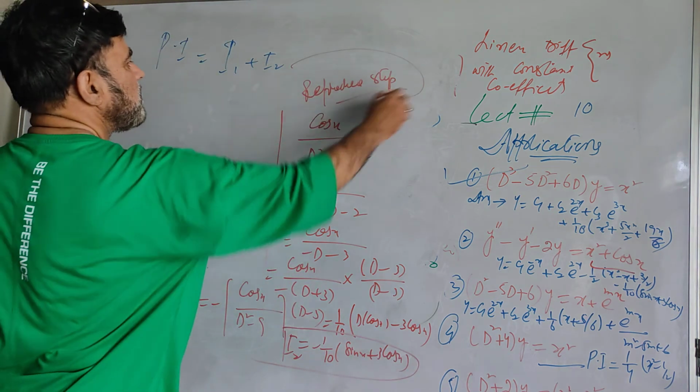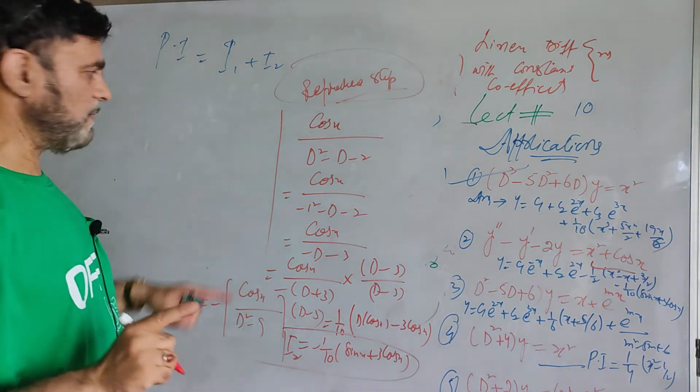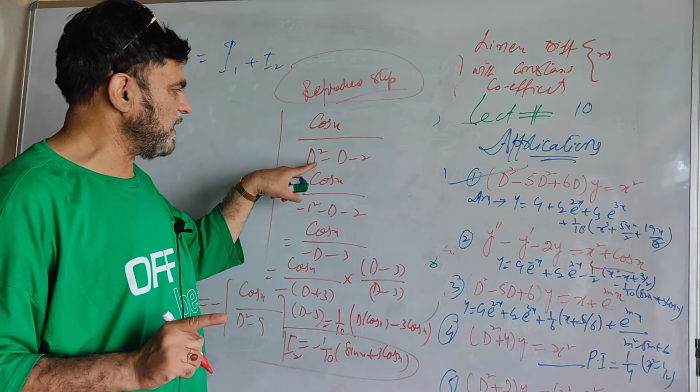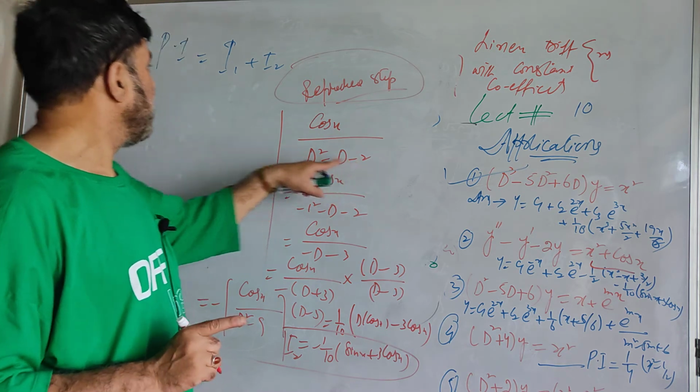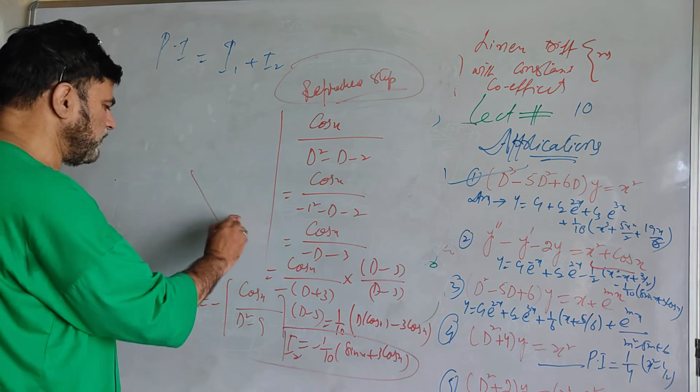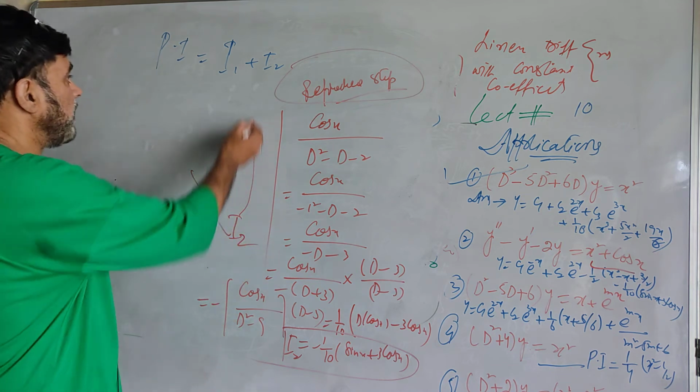I am reproducing this because we committed a simple mistake here. Instead of writing d square minus d minus 2, I wrote there d square minus d plus 1. That is why I have got I2 different. So this is your correct I2. Replace this I2 here.